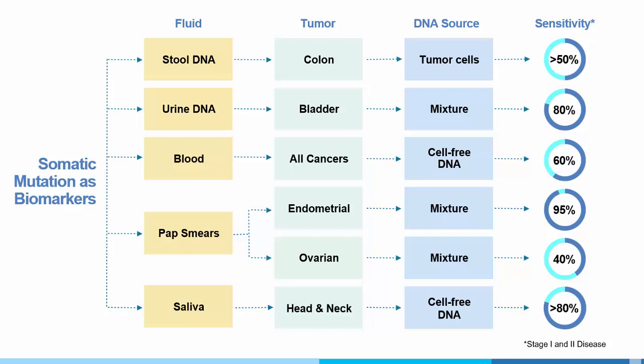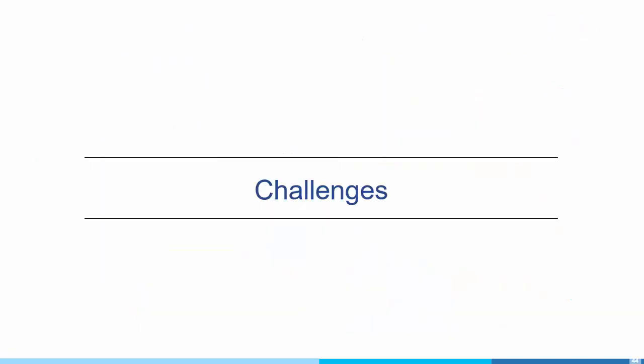Pap smears for endometrial cancers are outstanding, and for ovarian cancers currently we're at about 30 to 40%, and in saliva, greater than 80% of head and neck cancers. So just detailing what the future might look like, where we can sample multiple body fluids at regular intervals to enrich for those people who may have occult malignancy that we can't detect.